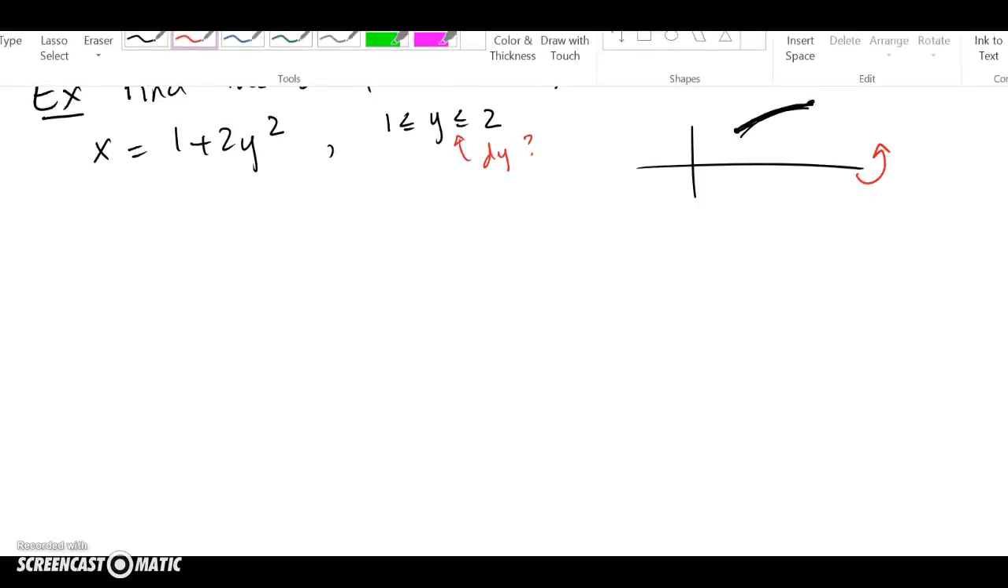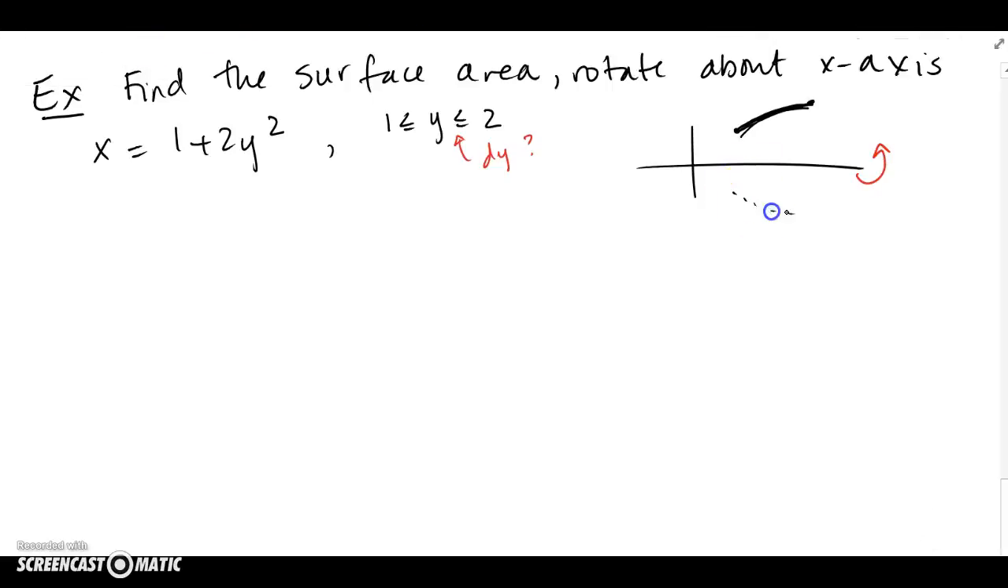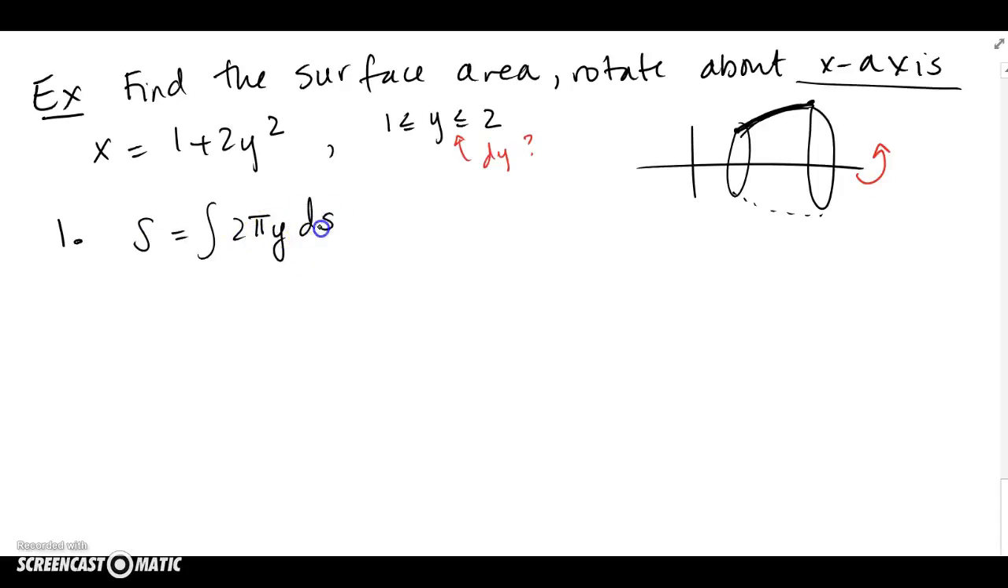So the shape we're interested in is something like that, I guess. We want to know how much is needed to cover that shape. So since it's about the x-axis, I don't have a choice. The surface area will be 2 pi y ds that I'm dealing with. That's my first step. Step 2, I have to find my ds and see which version I want to deal with. And since x is isolated, it does look like I'm going to have a dy problem.